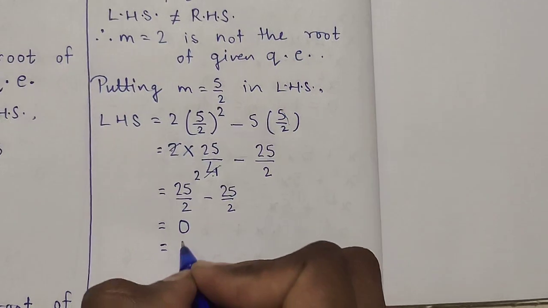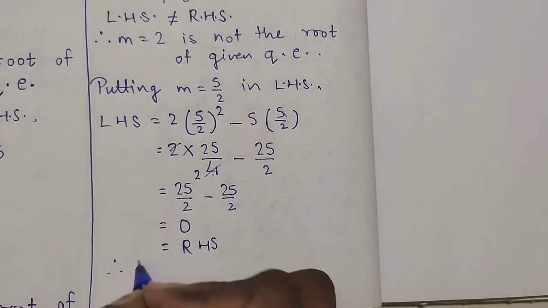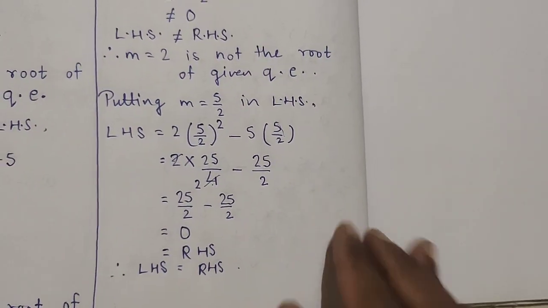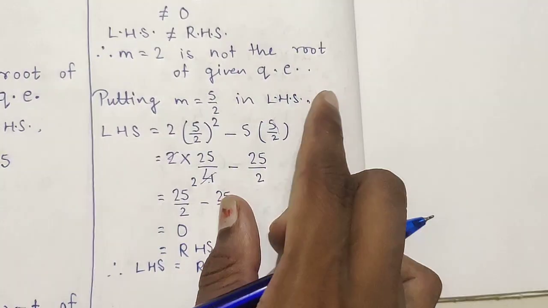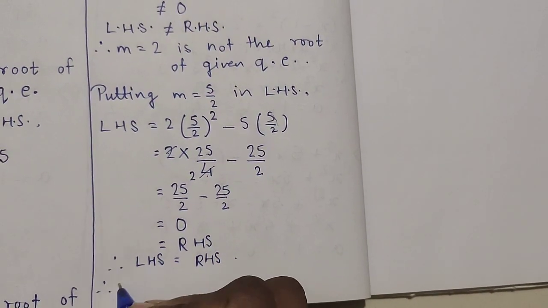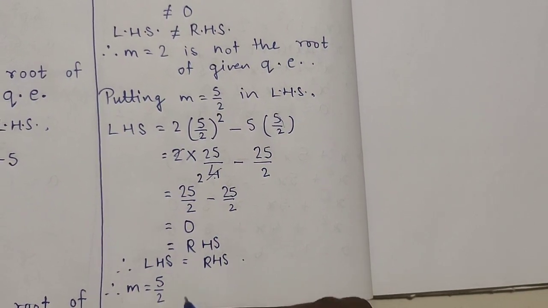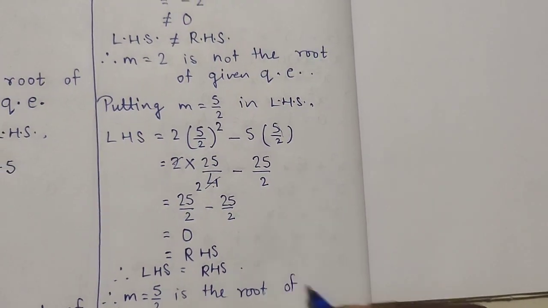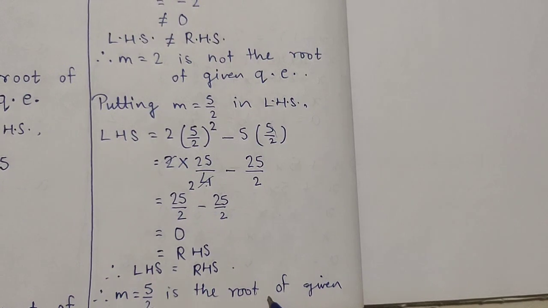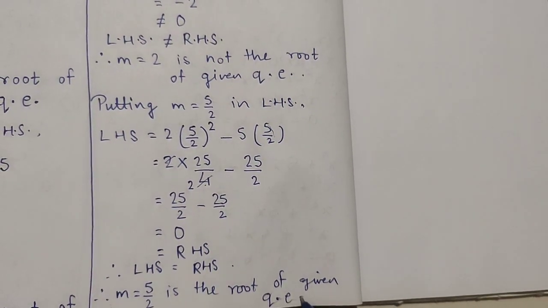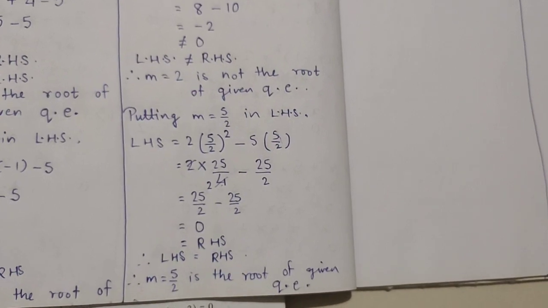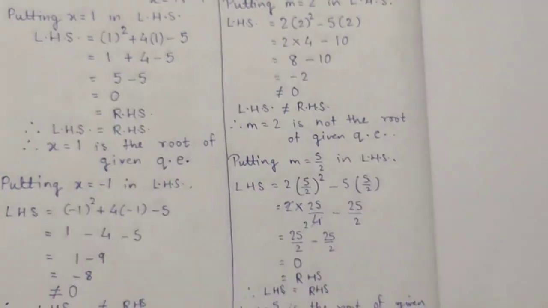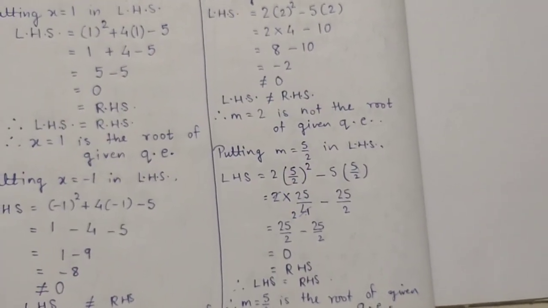So in this case we got LHS is equal to RHS. Okay, so what will be your final answer? Therefore we can say that m is equal to 5 upon 2 is the root of the given quadratic equation. Okay students, so you can see here how to solve. I have solved 4 questions. Okay, understood?